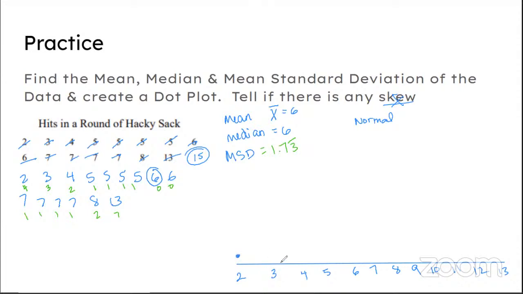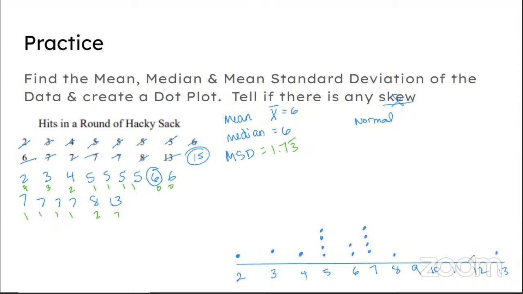All right, so we've got 2. There's one of those. There's 1, 3. There's 1, 4. How many 5s are there? There's 1, 2, 3, 4 5s. 2 6s, 1 2 3 4 7s, 1 8, and 1 13.